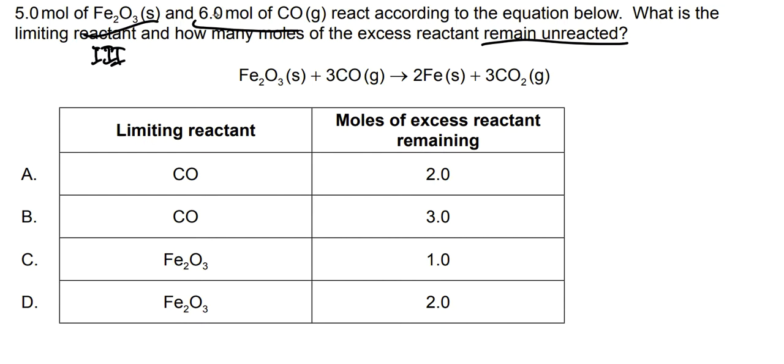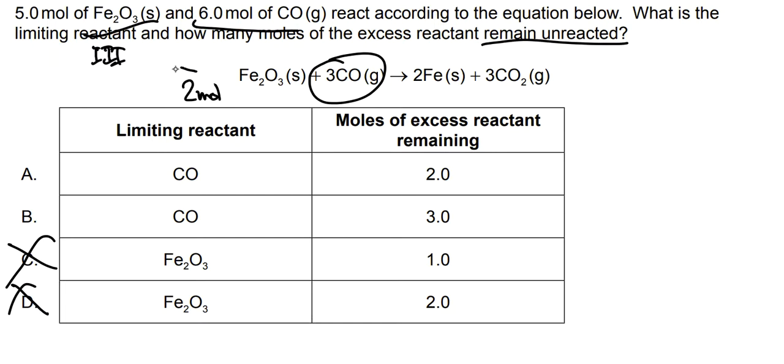But since we don't have that much, we don't have enough carbon monoxide, we can deduce that this is the limiting reactant. We don't have enough of it to fully react with the iron 3 oxide. So we can eliminate options C and D. The moles of the excess reactant remaining, well, if this is the limiting reactant, that means all of it will react. And if all of it reacts, then if 6 moles of carbon monoxide react, we have 1/3 of that amount in moles of iron 3 oxide reacting. So 1/3 of 6 moles is going to be 2 moles.